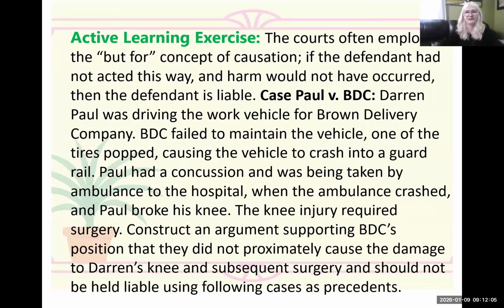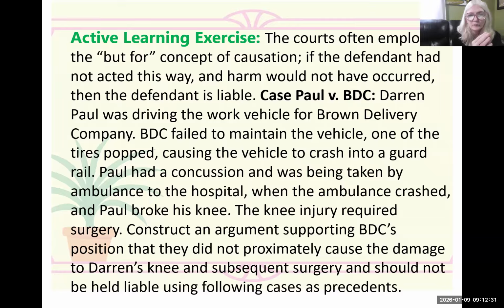Here's the case. Oh, well, let me finish the setup. The courts have employed the but-for concept of causation. If the defendant had not acted this way and harm would not have occurred, then the defendant is liable. So here we go. Case: Paul versus Brown Delivery Company.